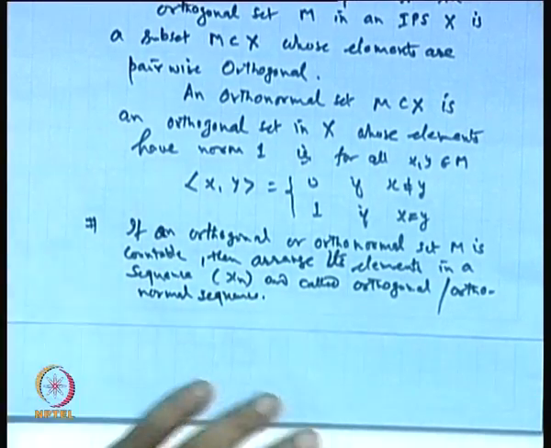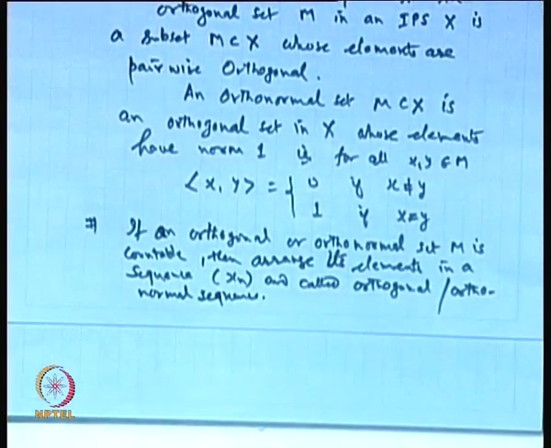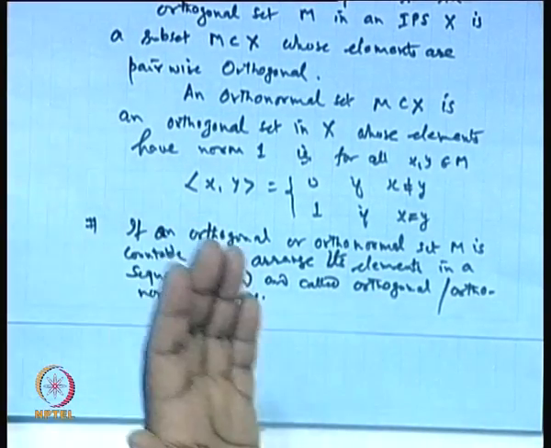It means the same set: if the set is countable, then arrange it in the form of a sequence x 1, x 2, x n, and then this sequence will be called an orthogonal sequence if the elements are pairwise orthogonal, or orthonormal if, apart from being pairwise orthogonal, each one has norm 1. So, that we can get the corresponding orthonormal sequence.